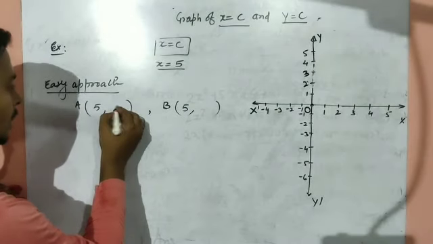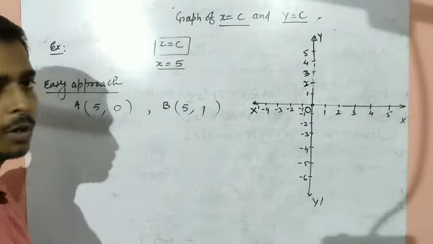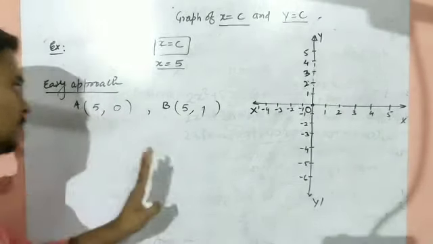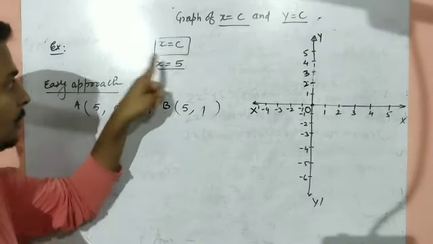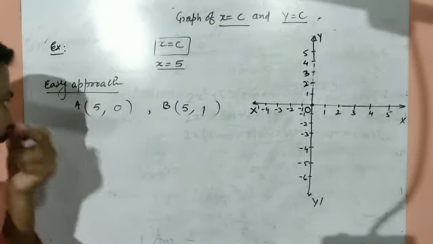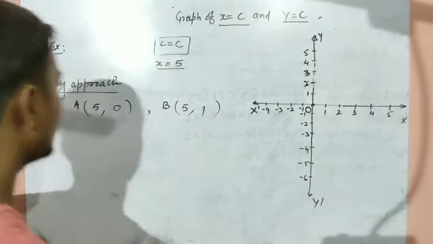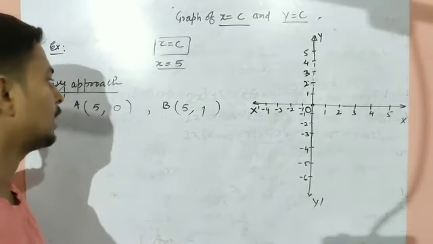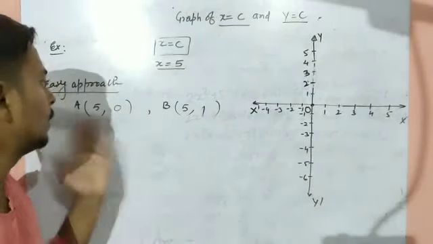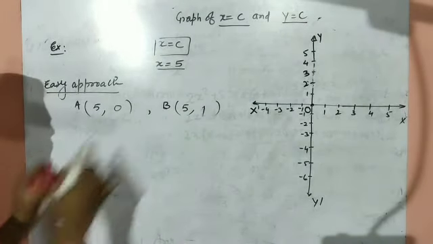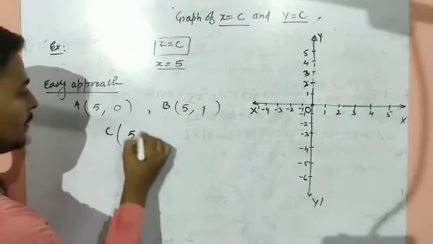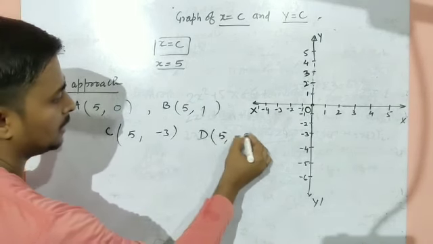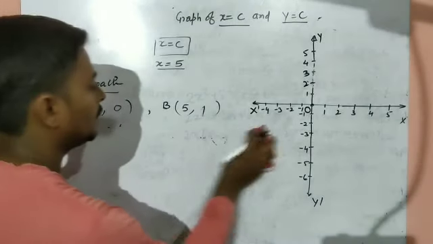So I am taking here y is 0 and y is 1. You can take y is -1, -2. You can take y 5, 2. Any value of y you can take, but x will always be fixed. So this is the simple thing to draw the line. We know that to draw a line only 2 points are sufficient. You can take more, but 2 points are sufficient, so we have chosen 2. You can take point C like 5 comma -3, point D 5 comma -8, whatever you want, but we will take only 2 values.